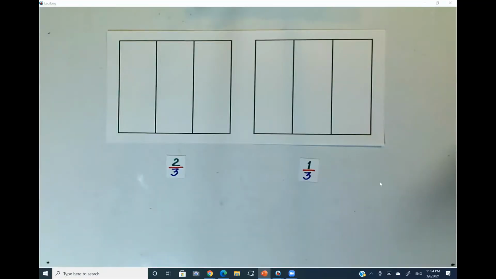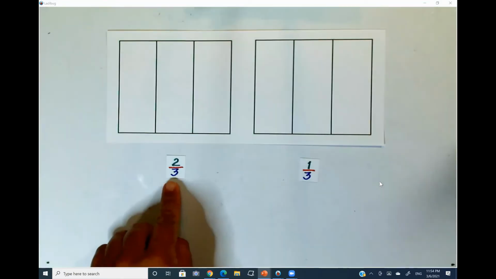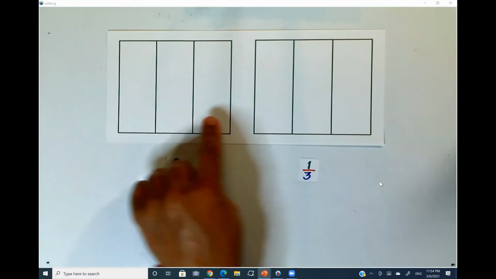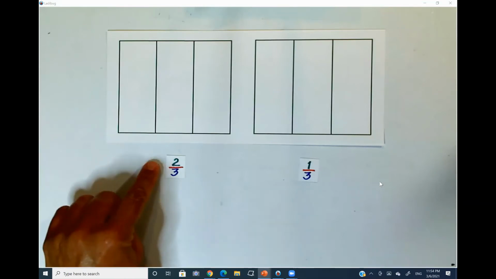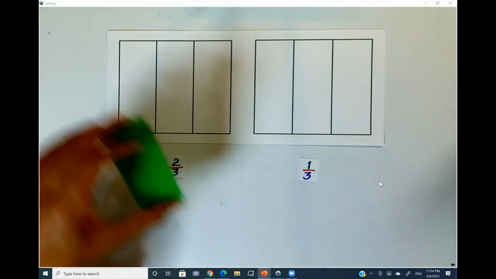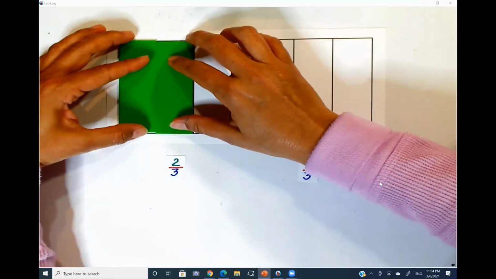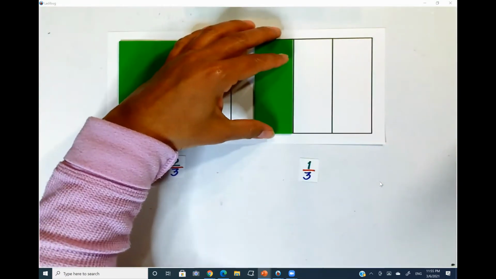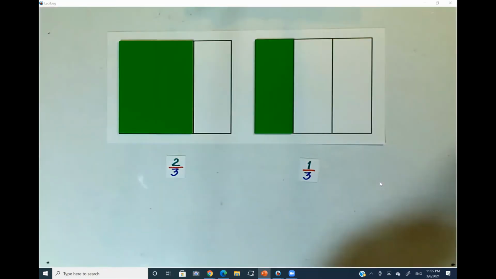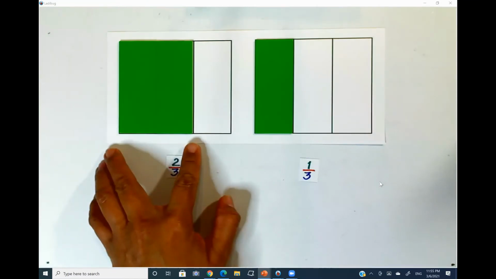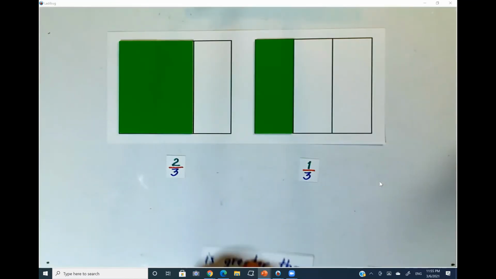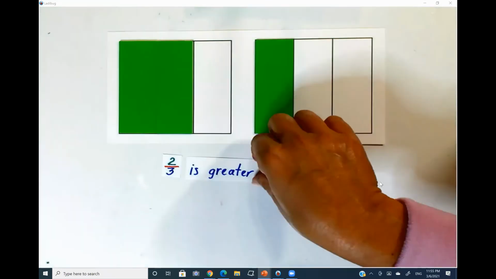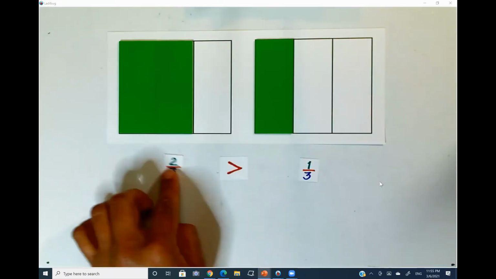Let's compare these two fractions. If you notice again, we have as denominator the number 3 in both fractions. That means we divide the whole into 3 pieces, 1, 2, 3, and 1, 2, 3. But if you notice, the numerator here says that we have two pieces shaded. So let's do 1 and 2. And then let's shade 1 in the second whole. Now we can make a comparison. If you notice, 2/3 has more than 1/3. So we can write this sentence. 2/3 is greater than 1/3. And we can represent the same sentence with the symbol that says that 2/3 is greater than 1/3.